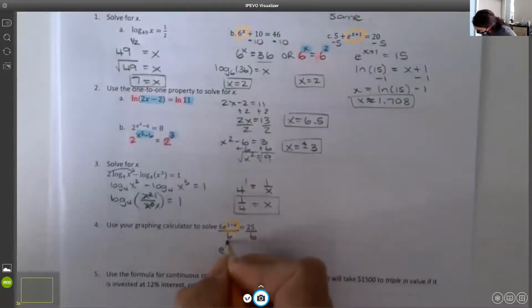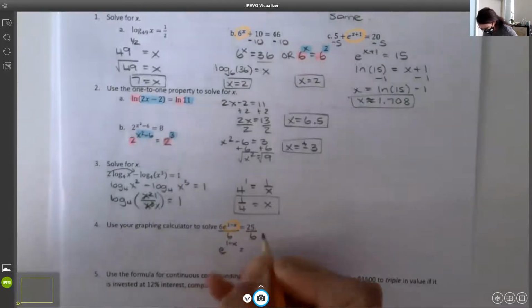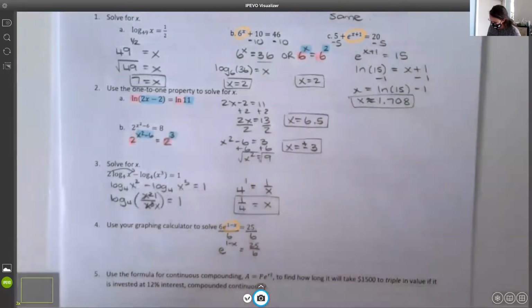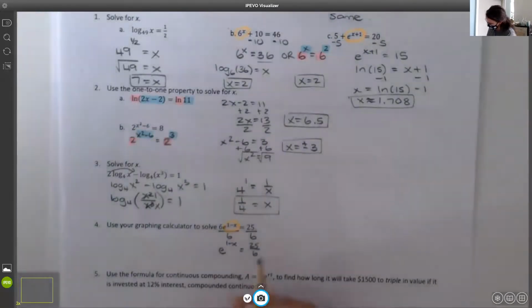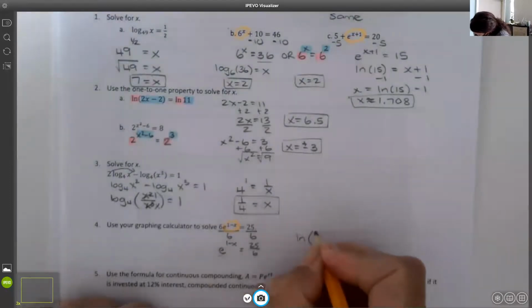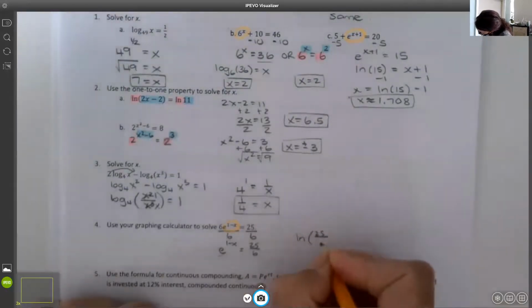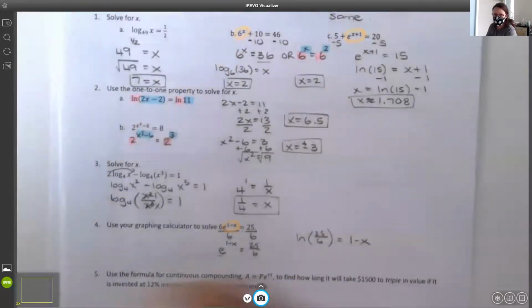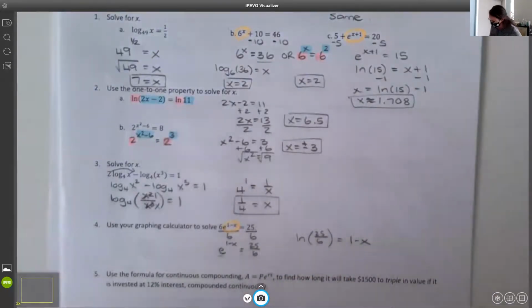I'm going to get e to the power of 1 minus x is equal to 25 over 6. And now I'm going to change that into log form. So if my base is e, it's going to become the natural log of 25 over 6 is equal to 1 minus x.